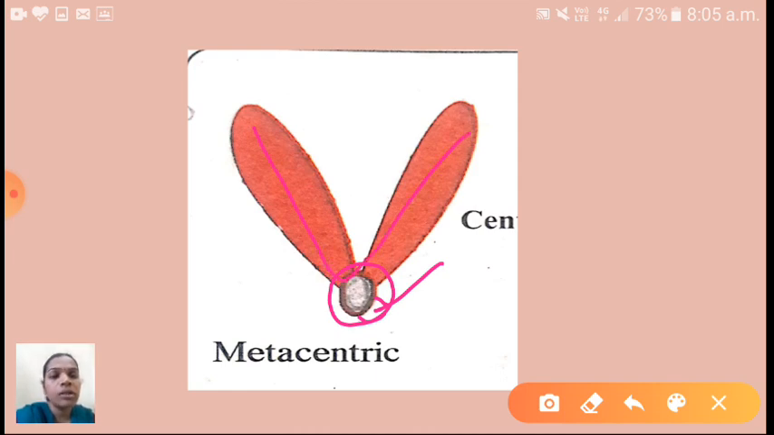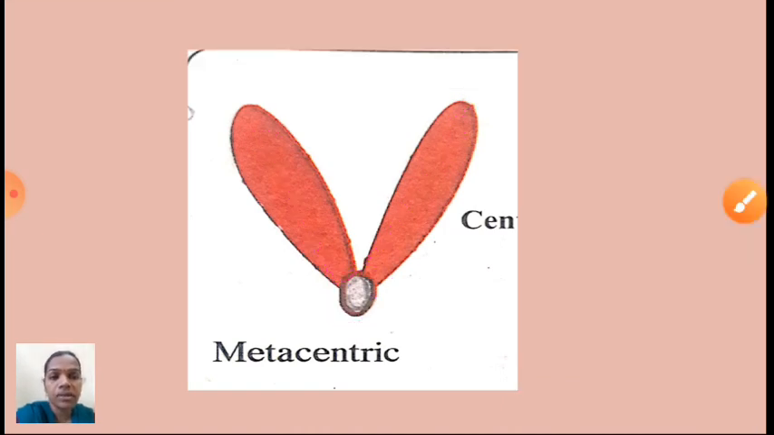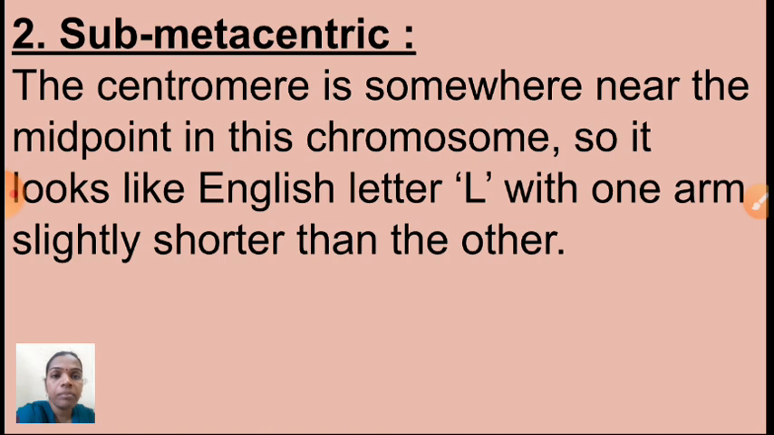Okay children, that both thing that is the equal length. Okay, so that is called what? Metacentric. That is called what? Metacentric. Next one, next type is what? Can you say? Yes, submetacentric.